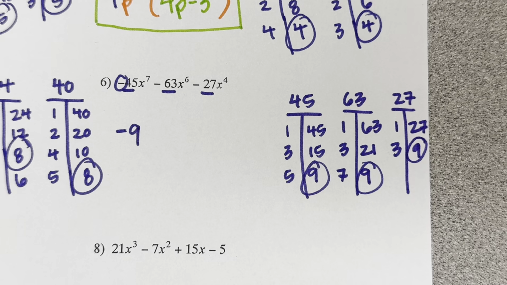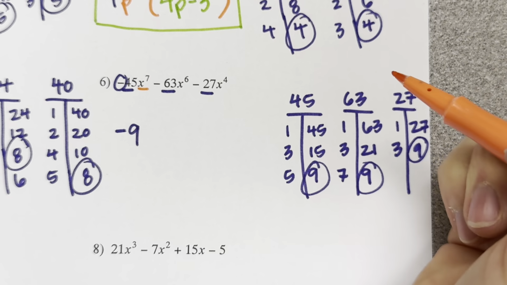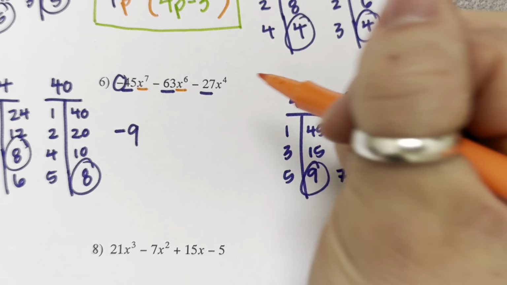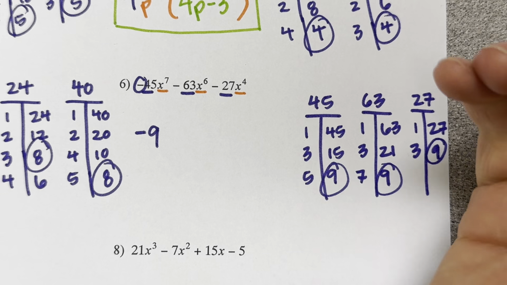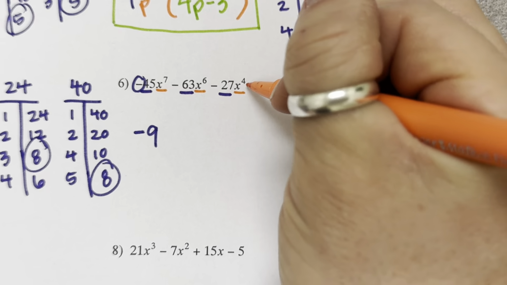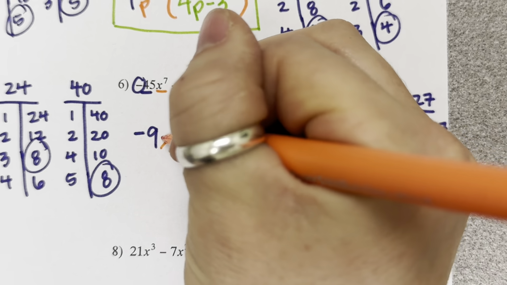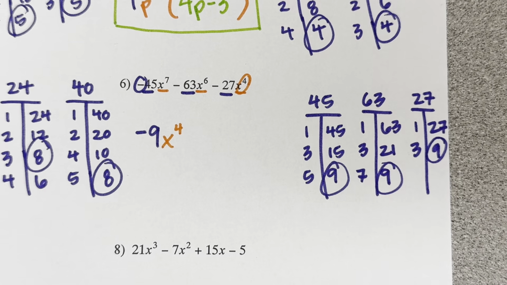Okay, but now we need to look at our variables. First term has 7 x's. Second term has 6. Third term has 4. Same rules apply here. Just take the smallest amount. Out of 7, 6, and 4, 4 is my smallest amount. So I can take out x to the 4th.